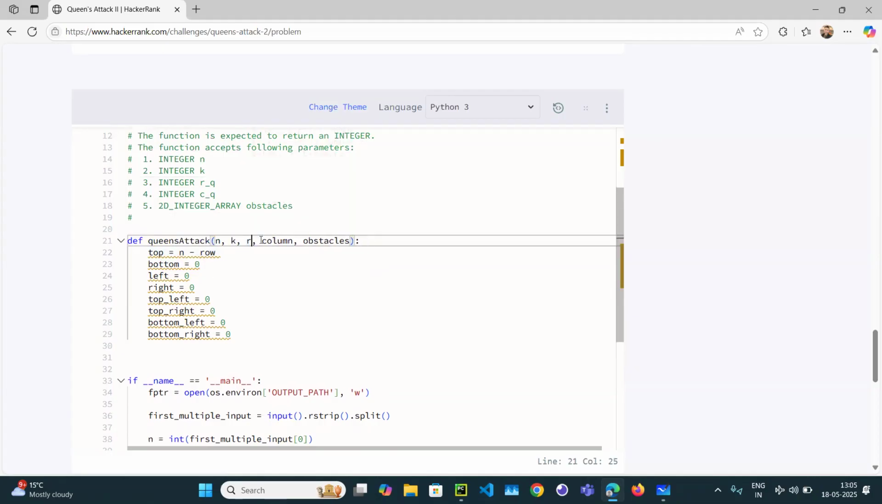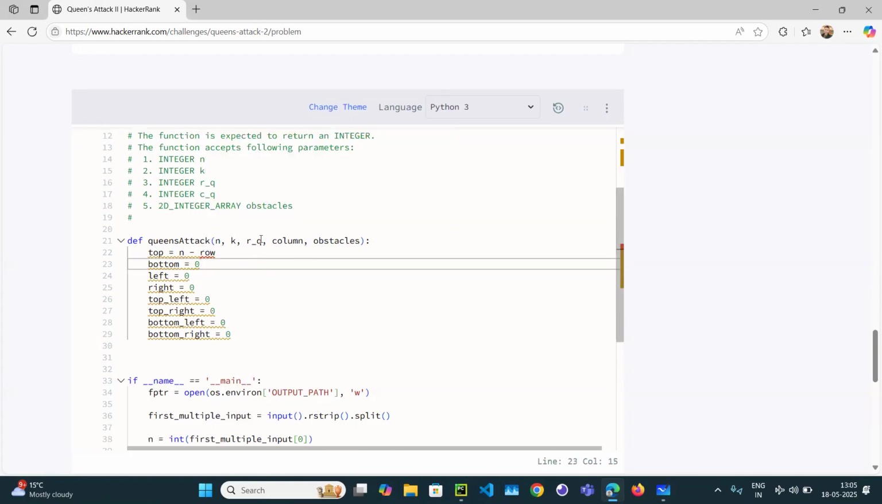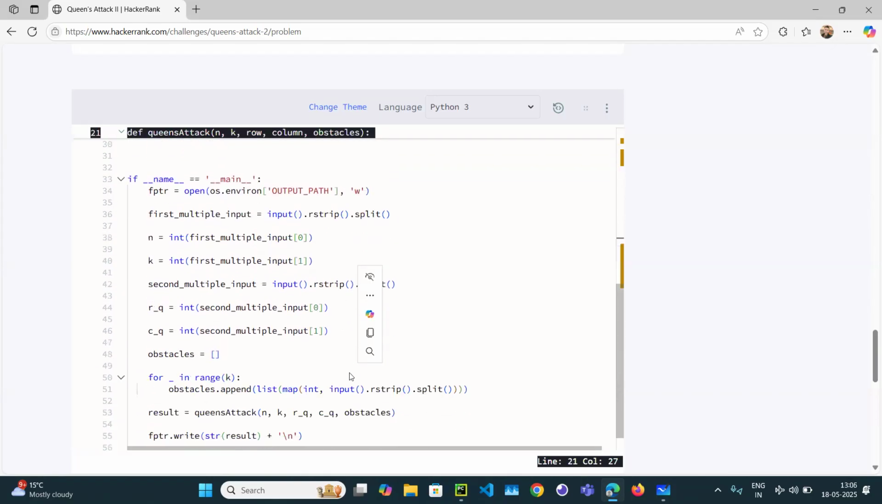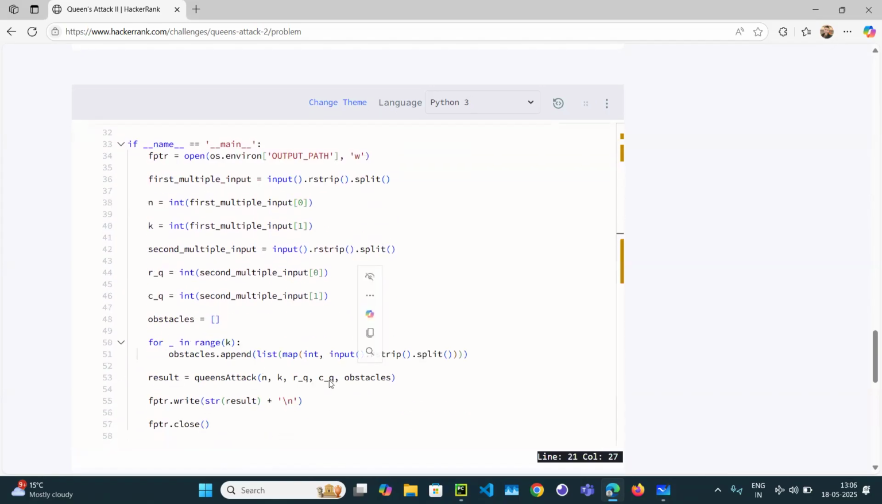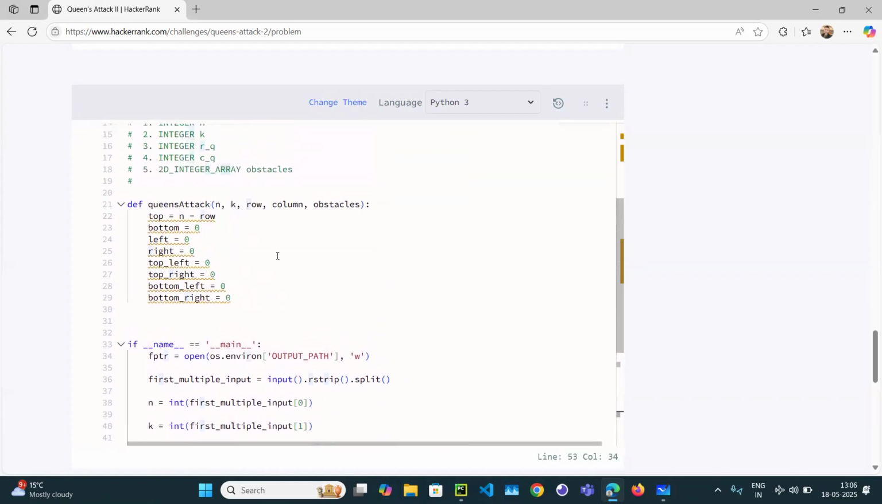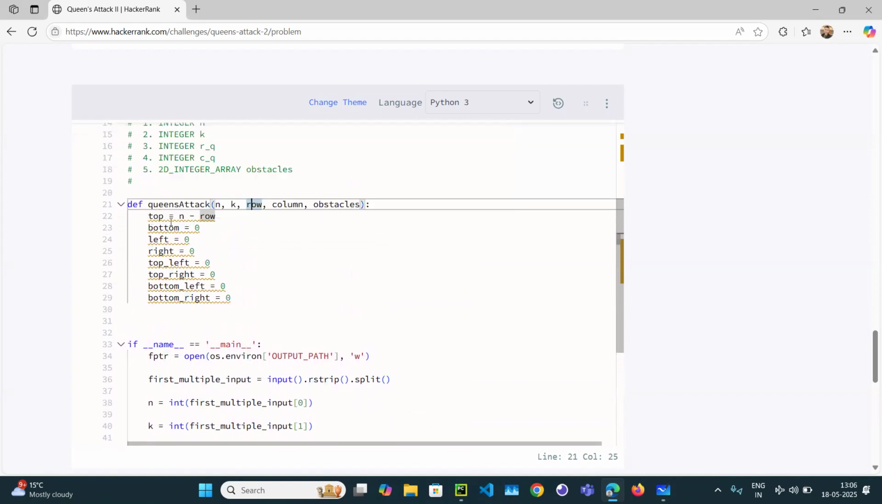You can use r_q. If you use r_q here, automatically r_q will come, right? But I used row. If you see here, it is r_q and c_q, which is a positional argument, not a keyword argument. So whatever comes in that position, I am going to accept here, right? So how are you going to calculate the top number of squares the queen can attack?